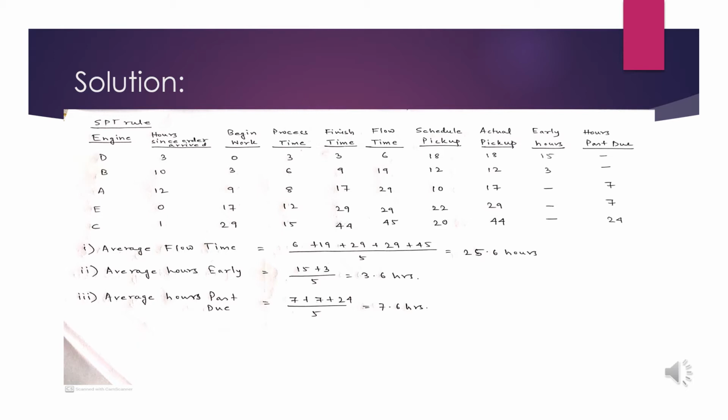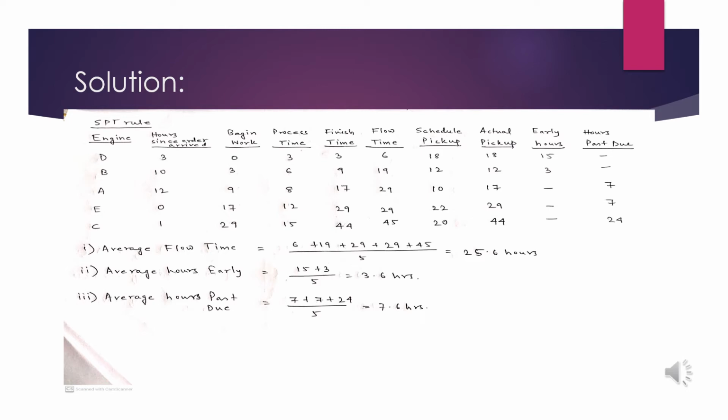Now A's work has been completed at 17, so E's work will start at 17, the processing time will be 12, the finishing time then becomes 29, and if we add the hours since order arrived, the flow time becomes 29. Similarly, the flow time and the finish time of C become 45 and 44 respectively. Up to this point, the scheduled pickups after the rearrangement are 18, 12, 10, 22 and 20.